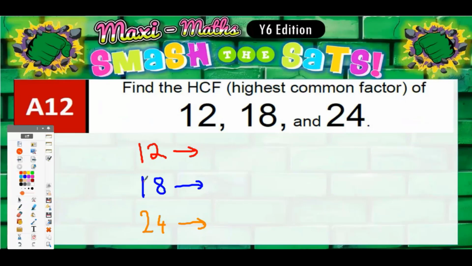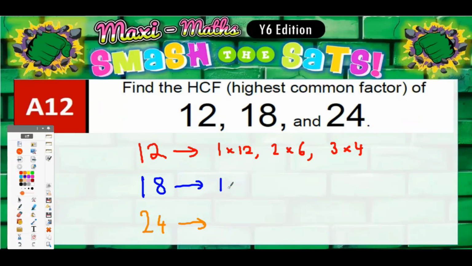So the list of factors for 12, well, factors, don't forget, are numbers that times together to make 12, and they come in pairs. So 1 times 12 is 12, 2 times 6 is 12, 3 times 4 is 12. Obviously, knowing your times tables helps with this. That's why that's important, because it helps with so many things.